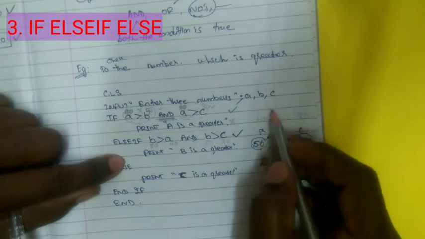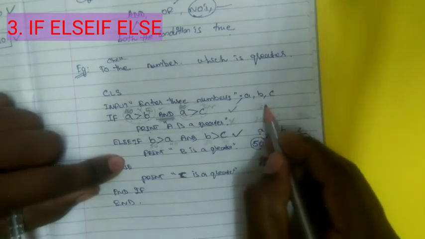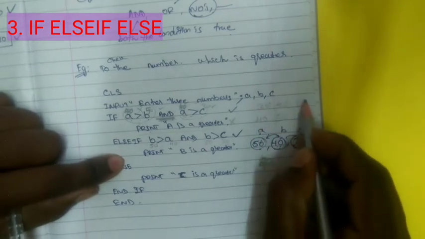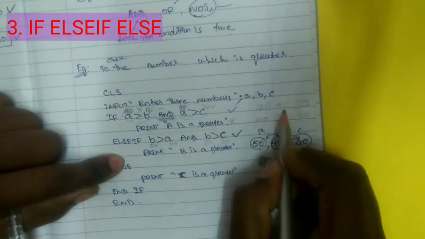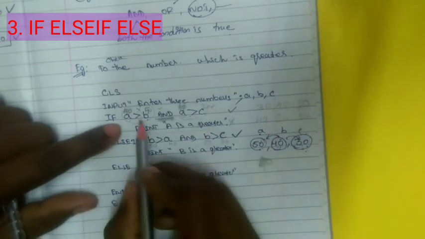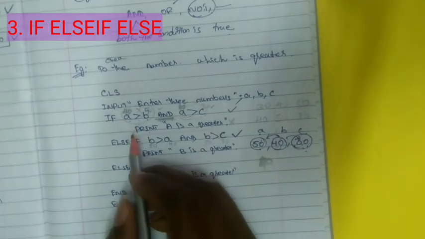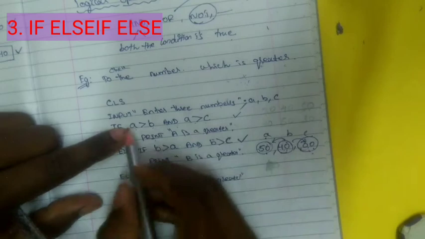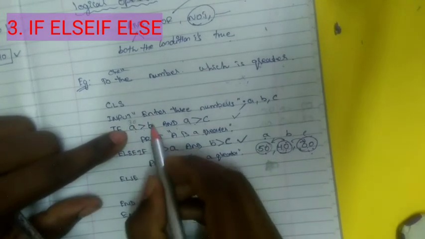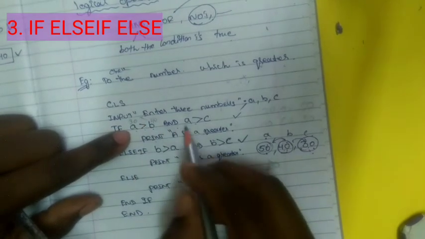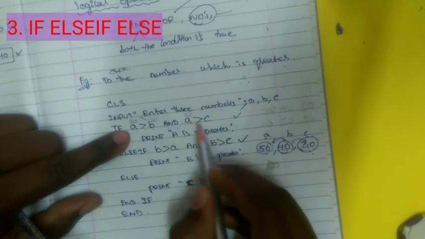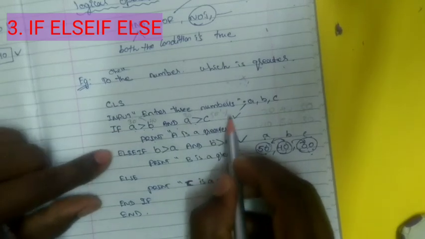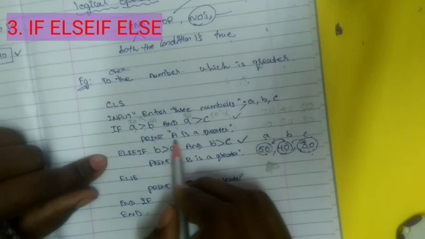For example, I am changing the values again to 30, 40, 50. A is 30, B is 40 and C is 50. Again you assign the values like this. A equal to 30, B equal to 40: false. A equal to 30, C equal to 50: again false. So it will not print A is greater.